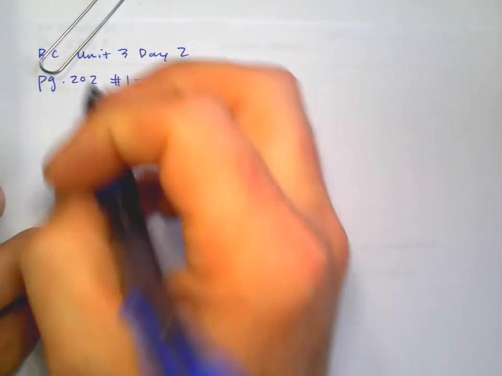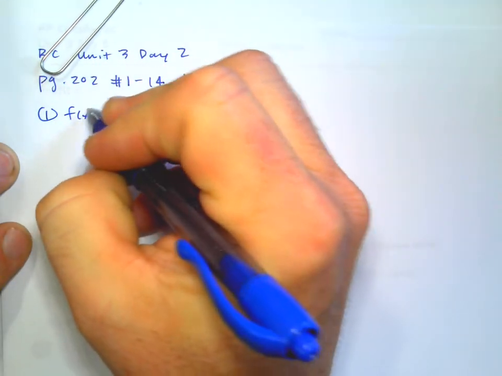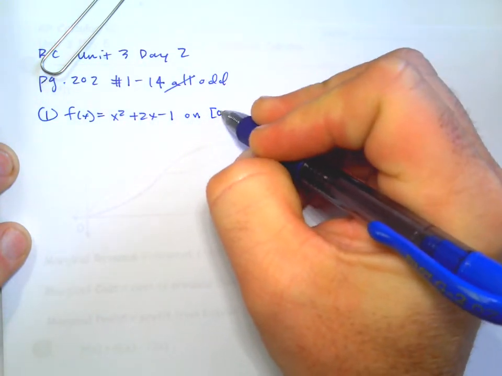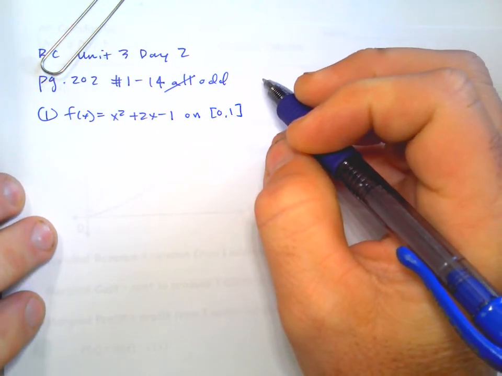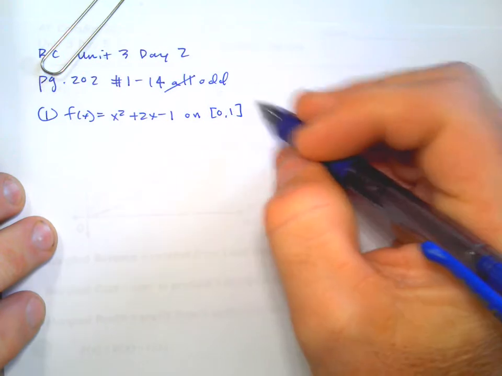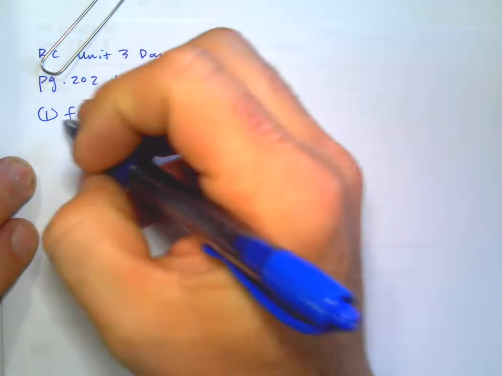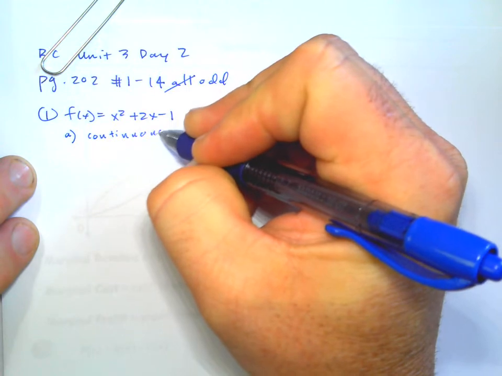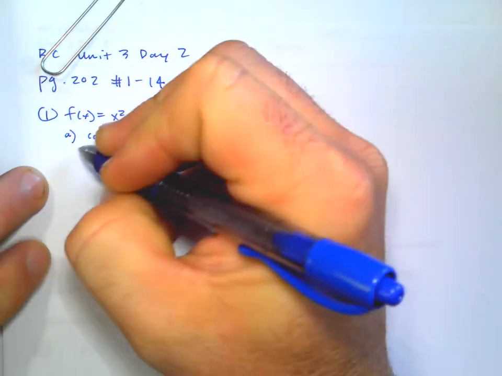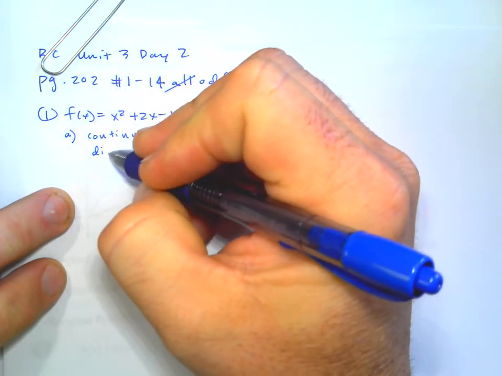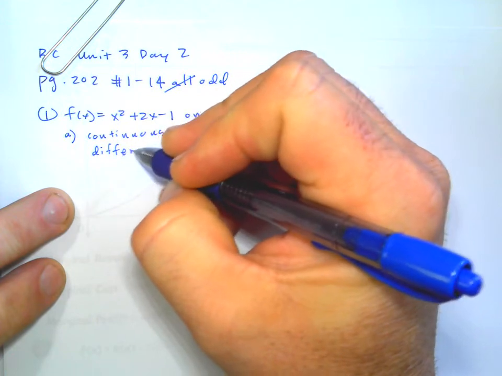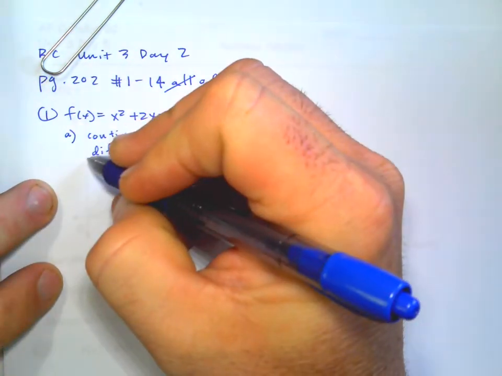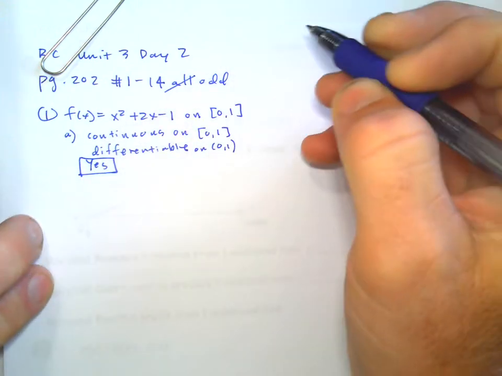So, number one, the function is f of x equals x squared plus 2x minus 1 on the interval 0 to 1. Is it continuous on the closed interval? Yes, it is continuous on the closed interval 0 to 1. And then, is it differentiable? Yes. All polynomials are nice, smooth graphs. So it is differentiable on the open interval. So the answer for part A is yes, it meets the hypothesis of the Mean Value Theorem.